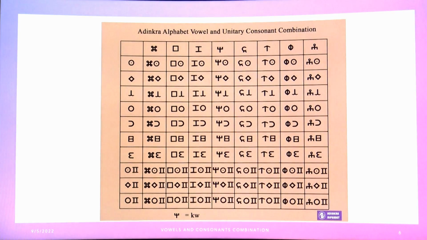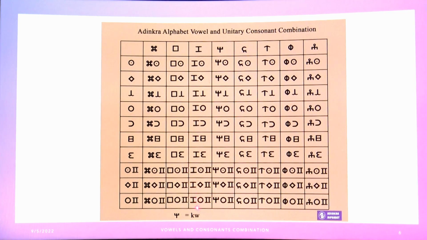And then on this slide, we have the remaining 8 main consonants. So we have ma, me, mi, mo, mu. And for N, we have na, ne, ni, no, nu. And for P, we have pa, pe, pi, po, pu.